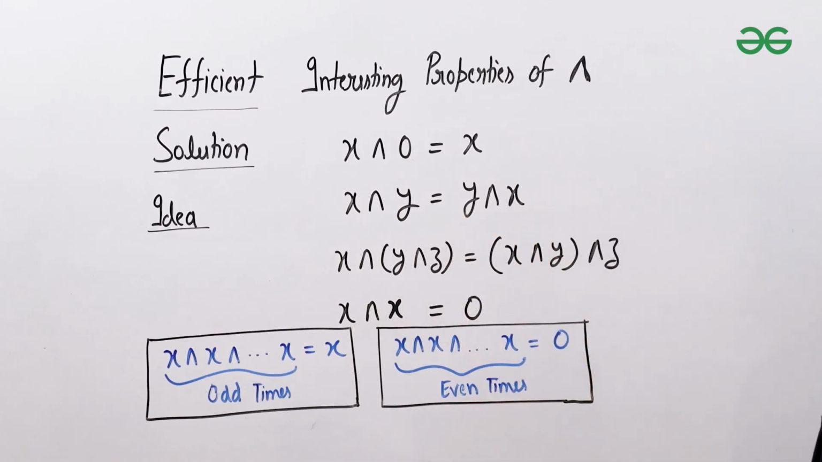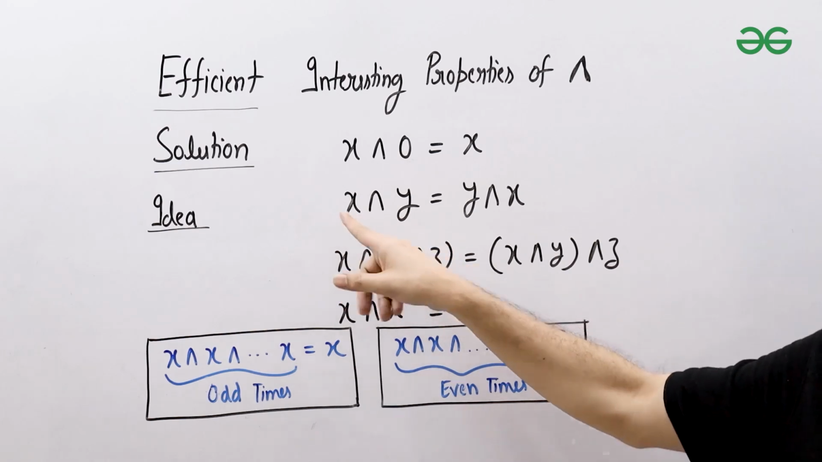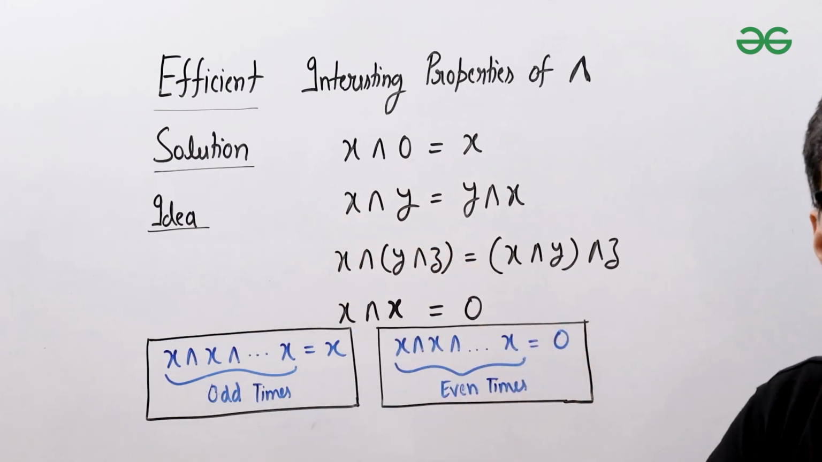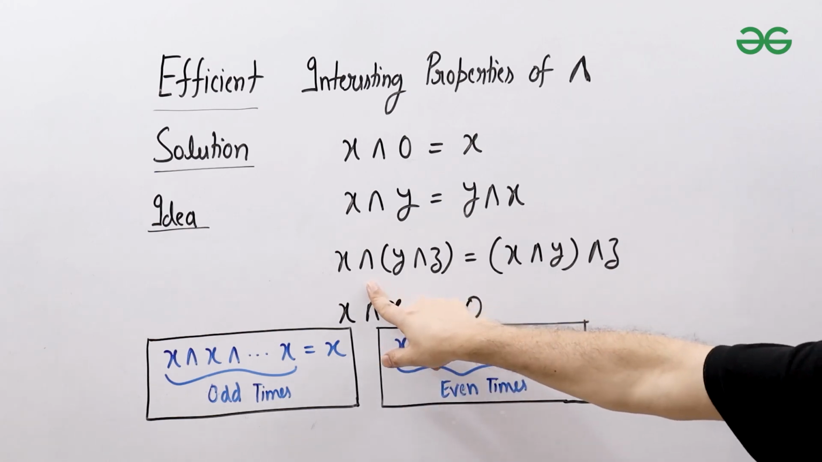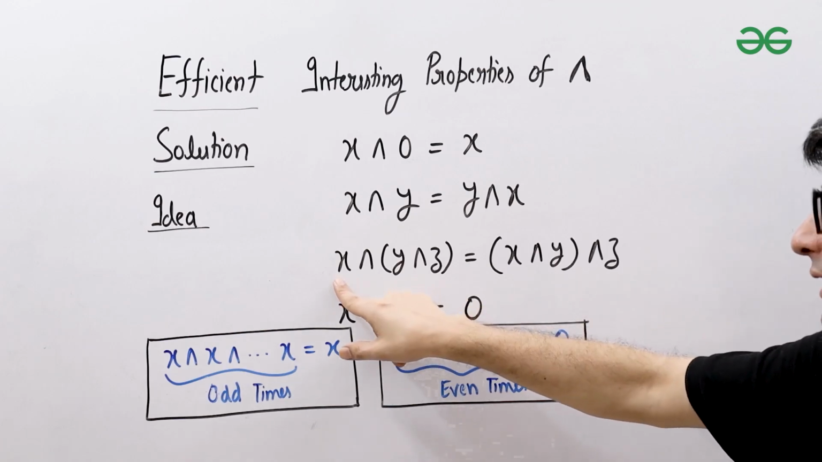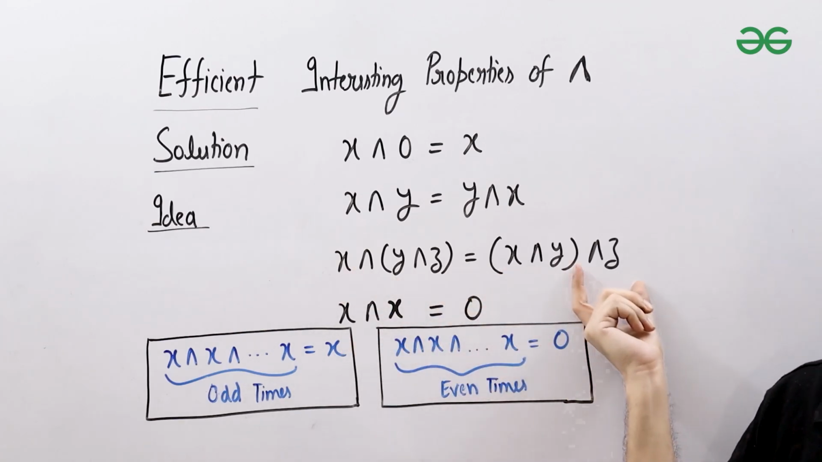It's commutative, right? You can change the order because it's just binary representation and then bit by bit XOR operator, and two bits that are different give 1. So order doesn't matter whether the first one is 1 or the second one is 0. It's also associative, right? You have x XOR y XOR z equivalent to x XOR y XOR z.